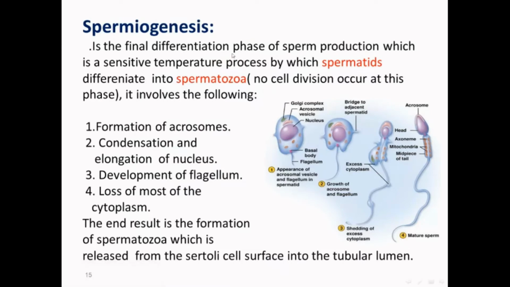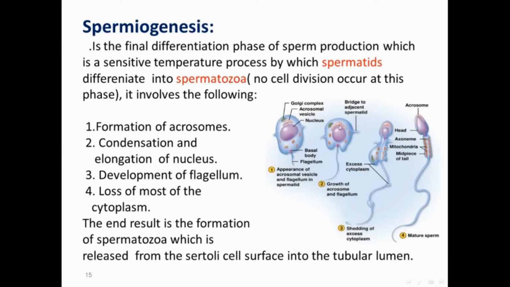We said the last step of spermatogenesis is spermiogenesis, which is a differentiation phase, and it is a temperature-sensitive process that will change the spermatid until fully mature sperm, which are spermatozoa. Here we see the steps of differentiation from the spermatid here until the fully developed spermatozoa.